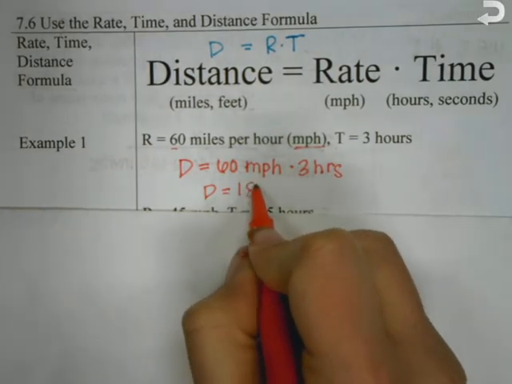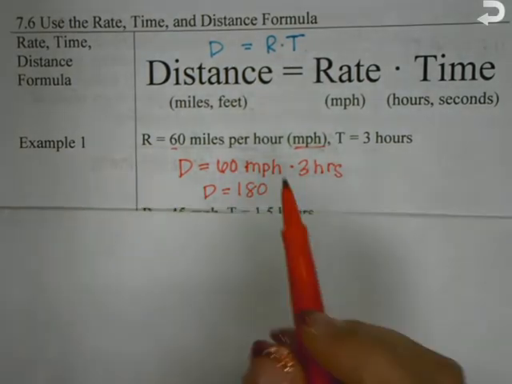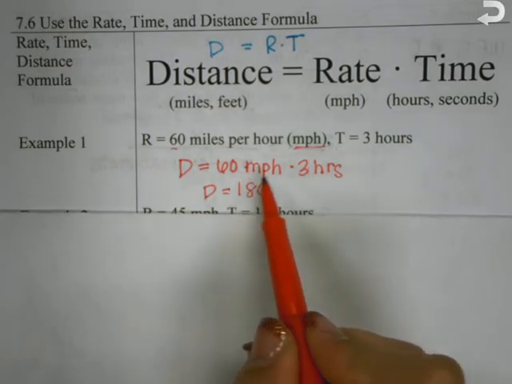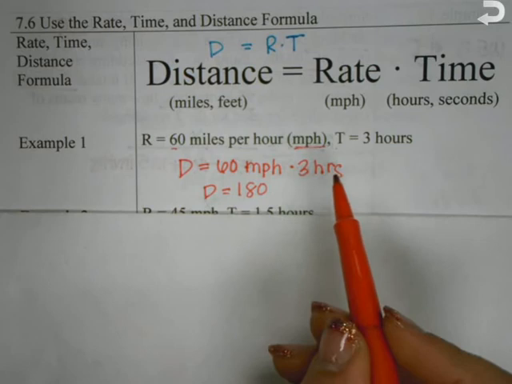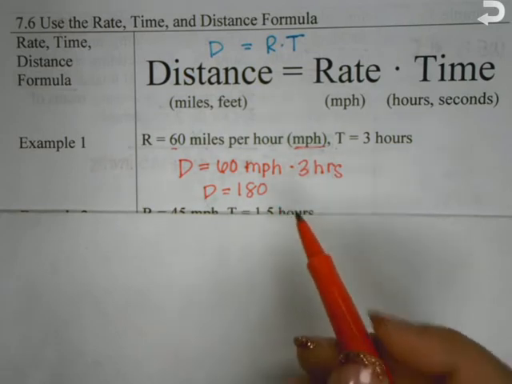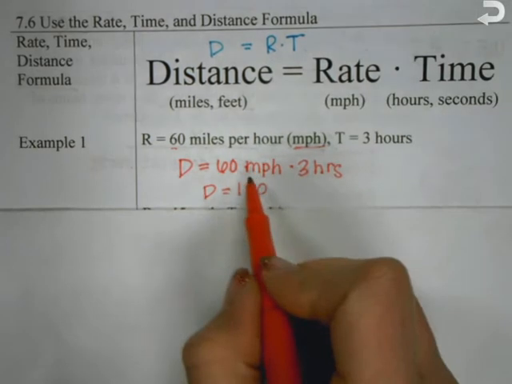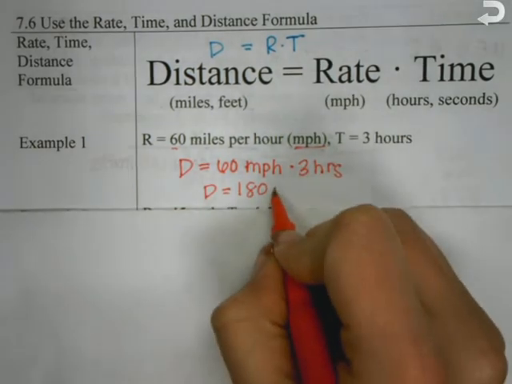And what are our units going to be? If our rate is in terms of miles per hour and my time is in terms of hours, what's my distance going to be? Miles. Okay, our rate is miles per hour. So we're looking at miles here. So distance equals 180 miles.